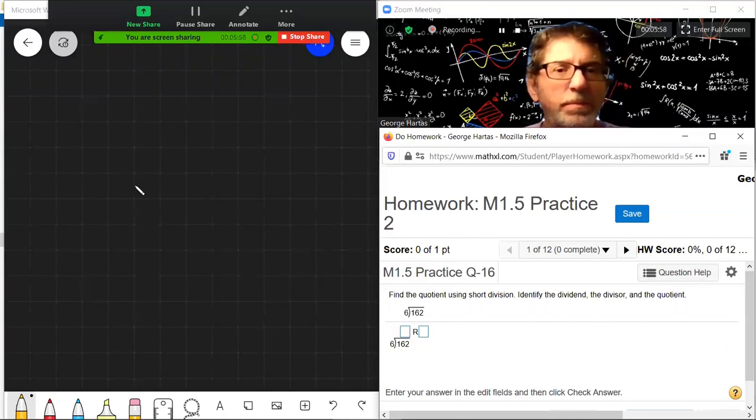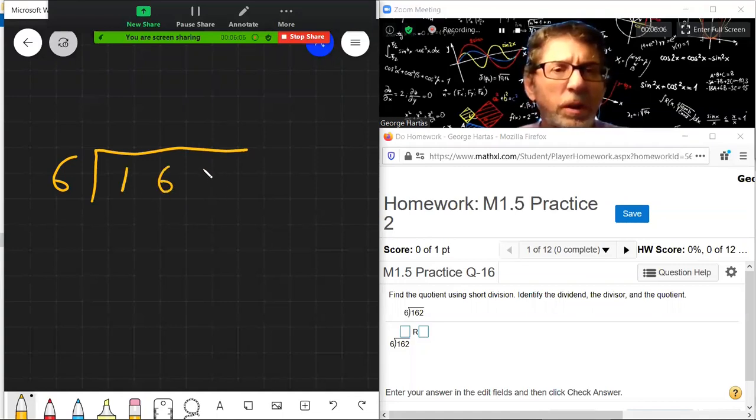All right, so here we go. Question number 1, 6 divided into 162. Leave plenty of space between the numbers. So remember, we're using short division here. That's what they want us to use. So can 6 divide into 1? No. It goes in there 0 times, so I'm going to leave that blank. I'm going to leave this spot up here on the quotient blank.